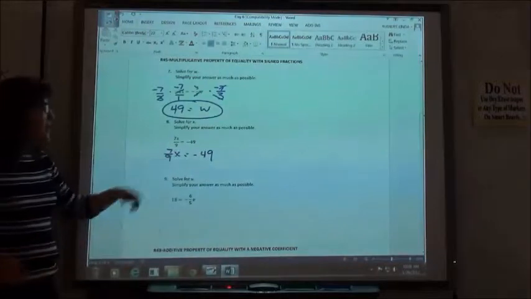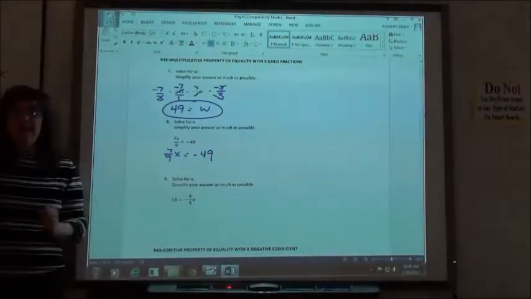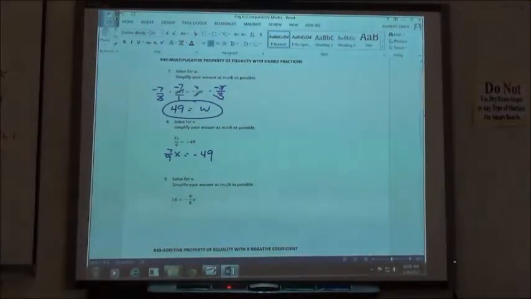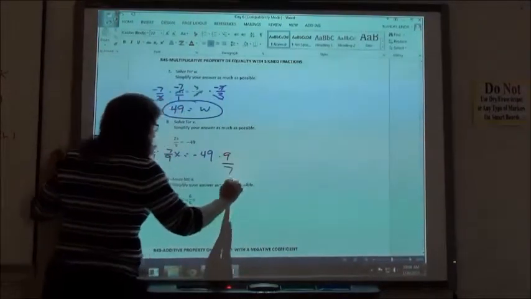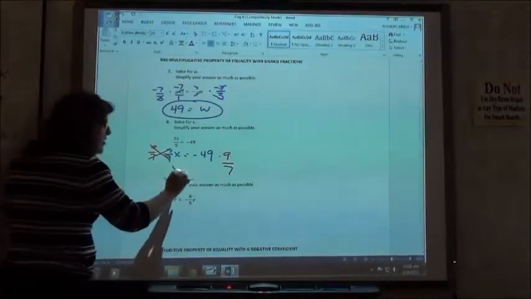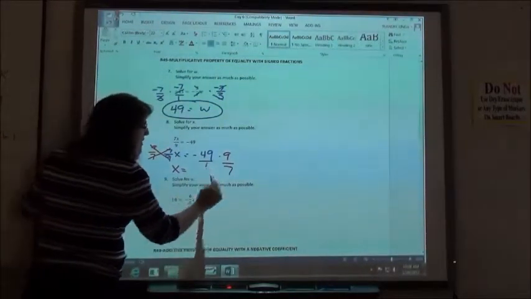to solve it for x, technically I'm dividing by 7/9, but dividing by 7/9 is the same thing as multiplying by 9/7, right? Multiplying by the reciprocal. So I multiply by 9/7. That cancels out that fraction. And then again, I can simplify.